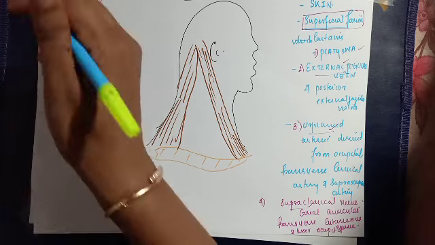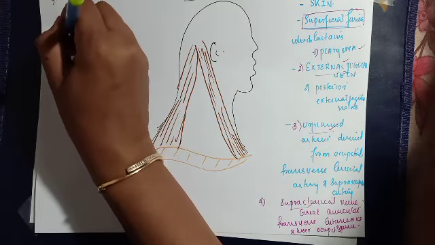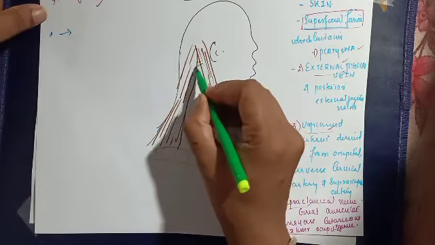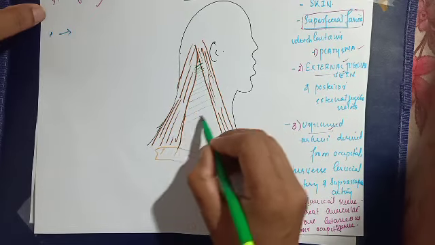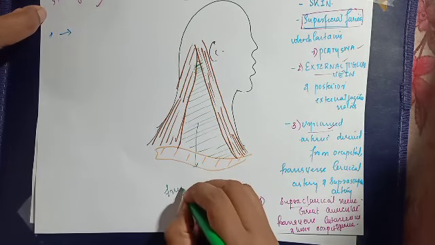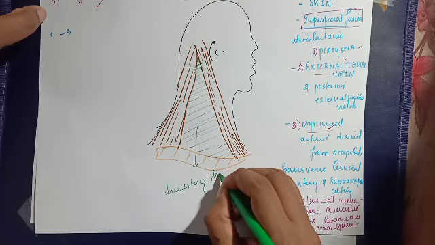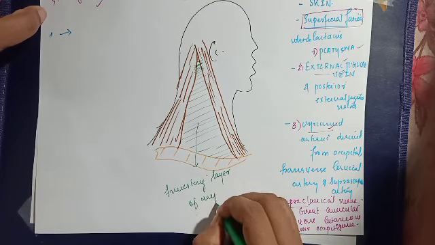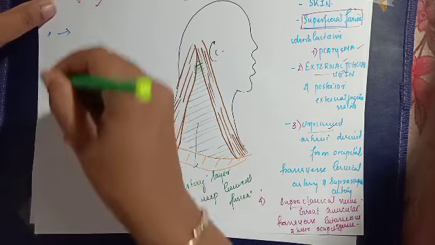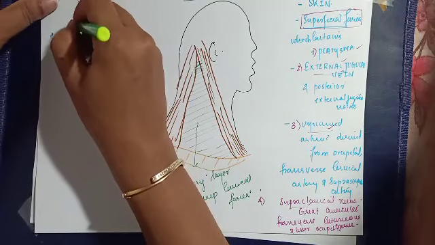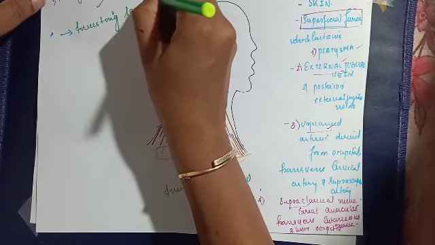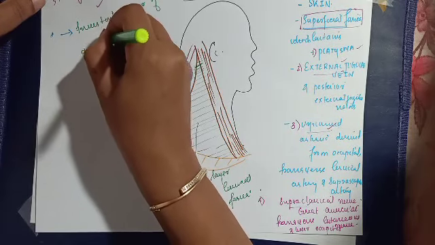And the important structure which forms the roof of this triangle is the investing layer of deep cervical fascia. So the investing layer of deep cervical fascia is actually forming the roof of this posterior triangle of the neck. It is an important structure forming the roof.